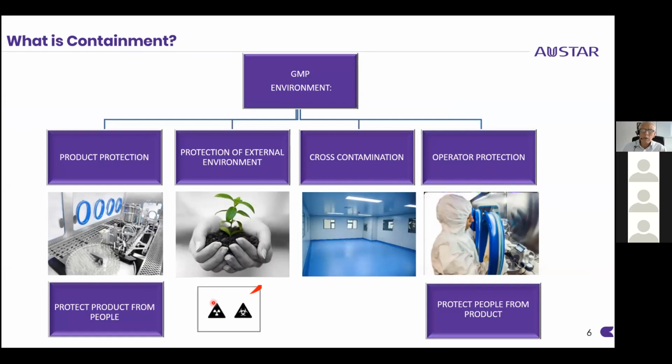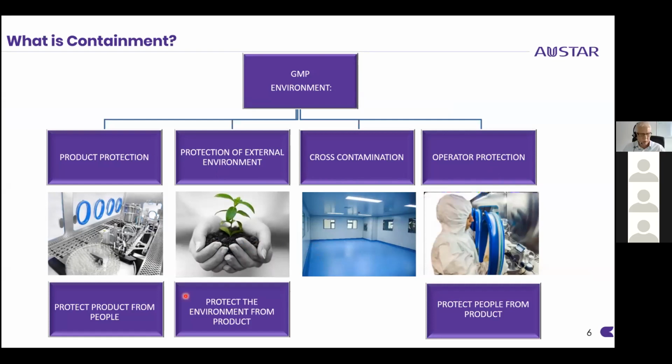The environment needs protecting as well, because the compounds that we're handling within our facilities could be hazardous to the environment. So we want to protect the environment also. Cross-contamination from people to people, from product to product. We want to protect that also. That's the sort of definitions that we're looking at within a GMP environment.